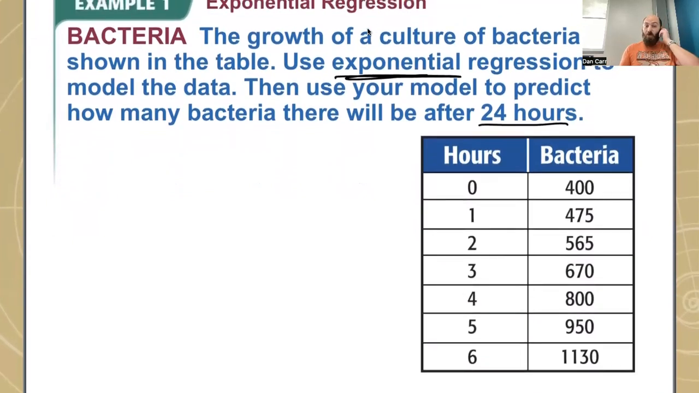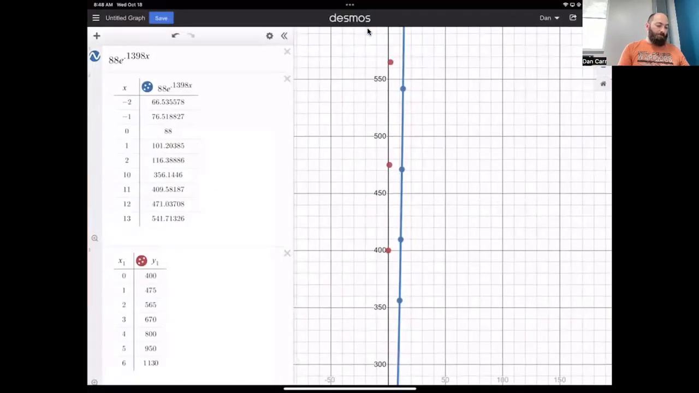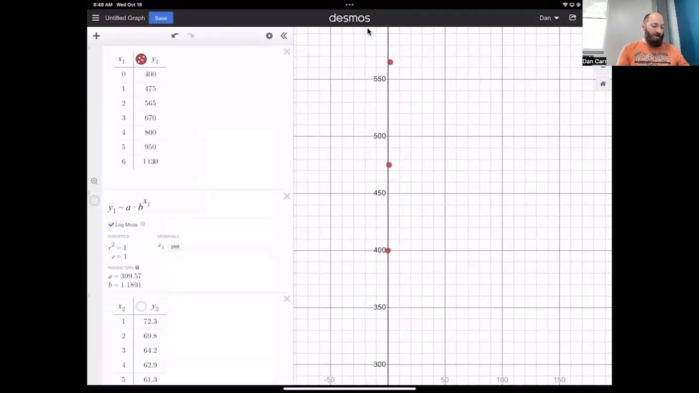I've already got it set up. I'm going to pull up Desmos. In graphing calculators, don't forget you're doing the same process as before. You go to stat, edit, L1, L2. When you go to stat, calculate, there is an EXP regression, so you're going to arrow down for the stat, calculate, EXP regression. But I'm going to go ahead and show Desmos in here, and get rid of this older stuff.